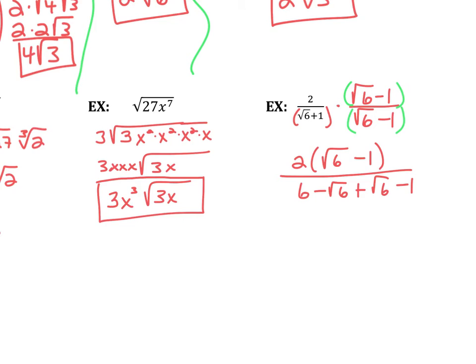Now, you may have gone through and just done this in your head and realized that the negative square root of 6 plus square root of 6, that those were going to cancel each other out, and that's fine.